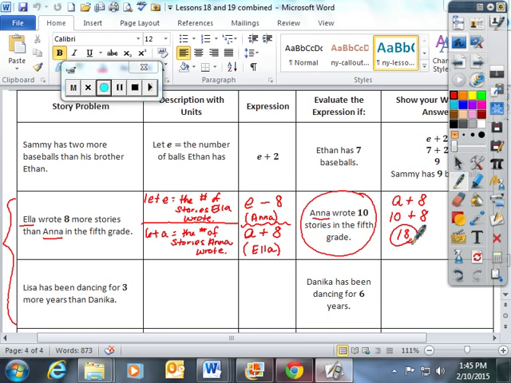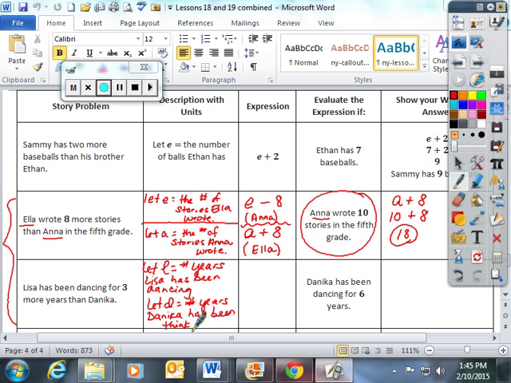Lisa has been dancing for 3 more years than Danica. Well, we could let L equal the number of years Lisa has been dancing. We also don't know how many years Danica has been dancing. So we could let D equal the number of years Danica has been dancing.